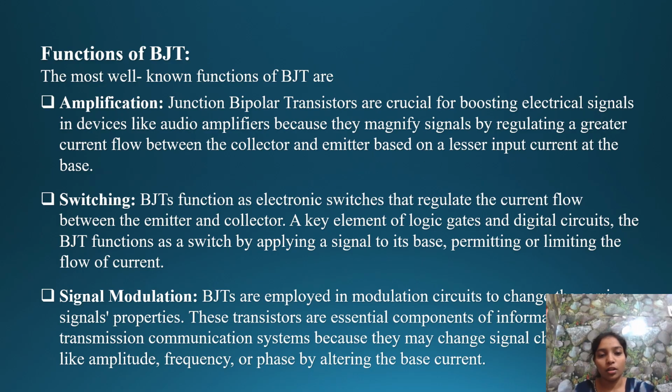Next, signal modulation. These transistors are employed in modulation circuits to change signal properties. It is also used in transmission and communication systems, and used to change signals like amplitude, frequency, or phase by altering the base current.